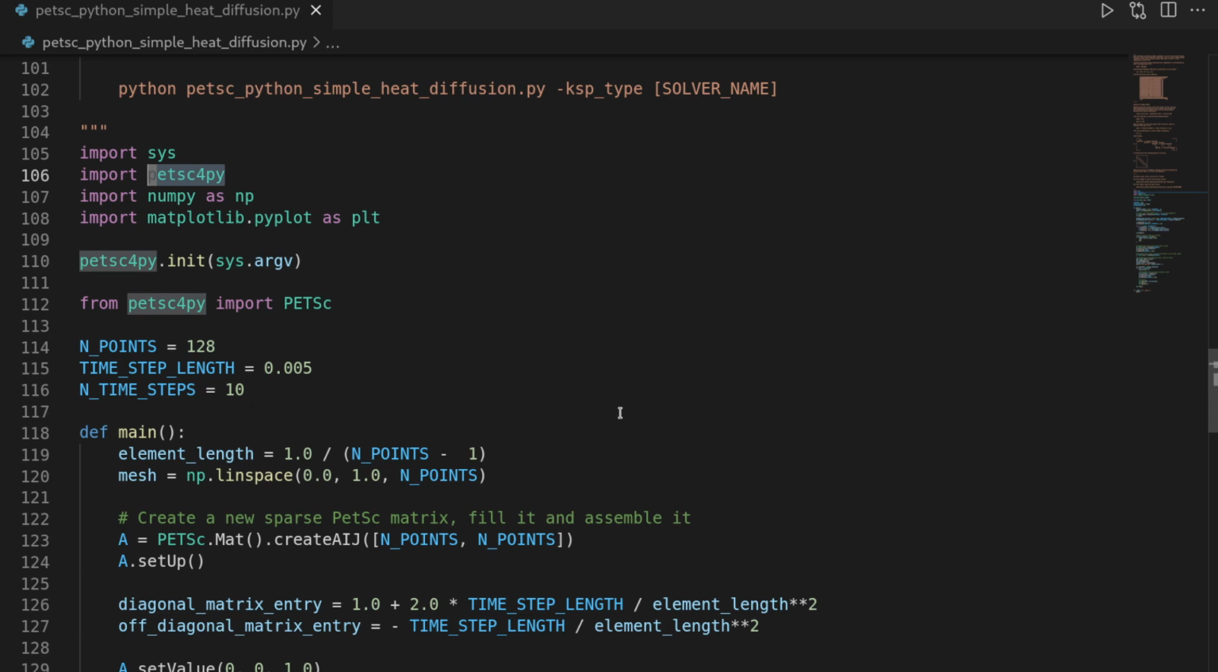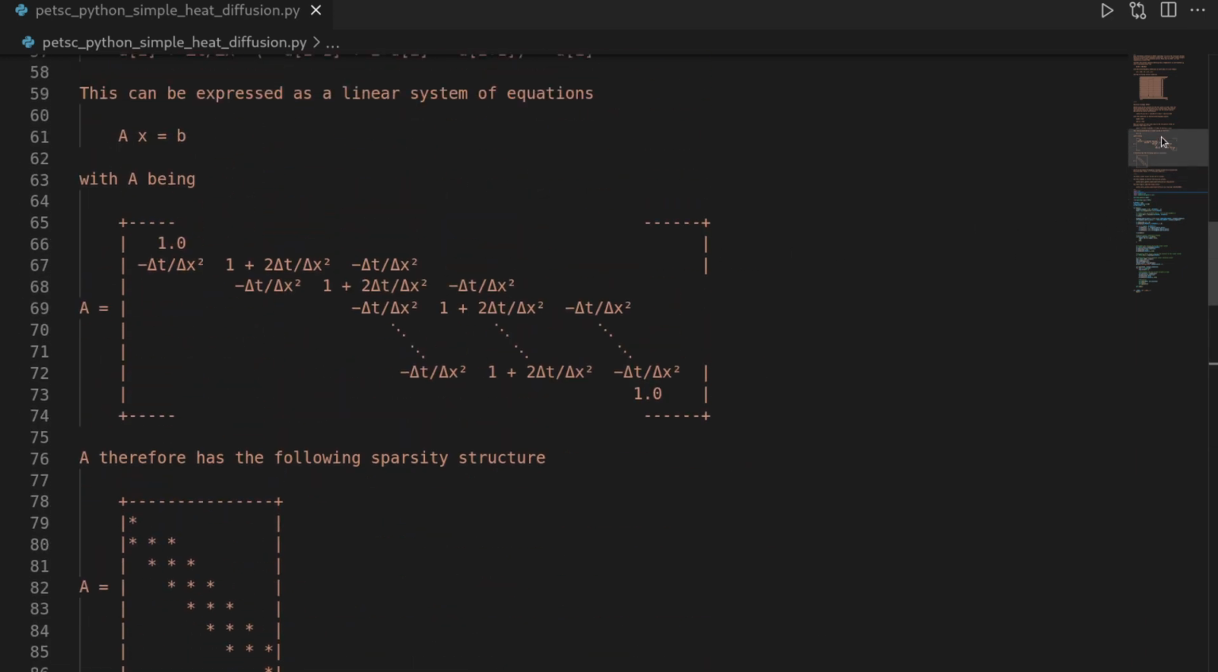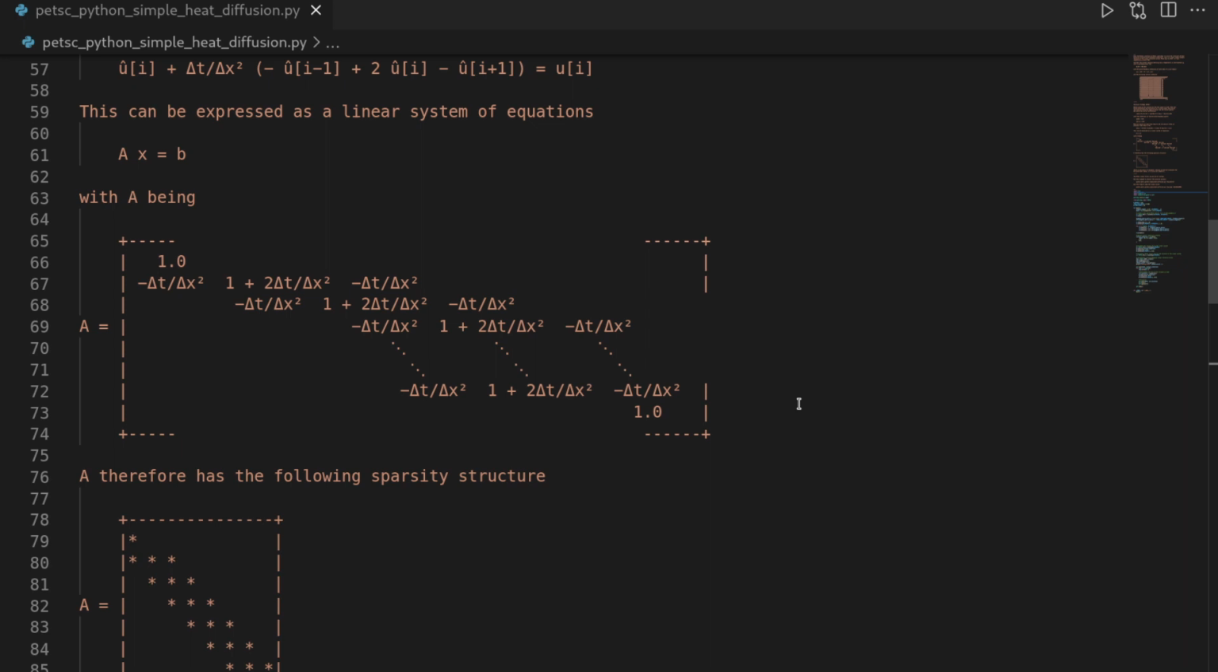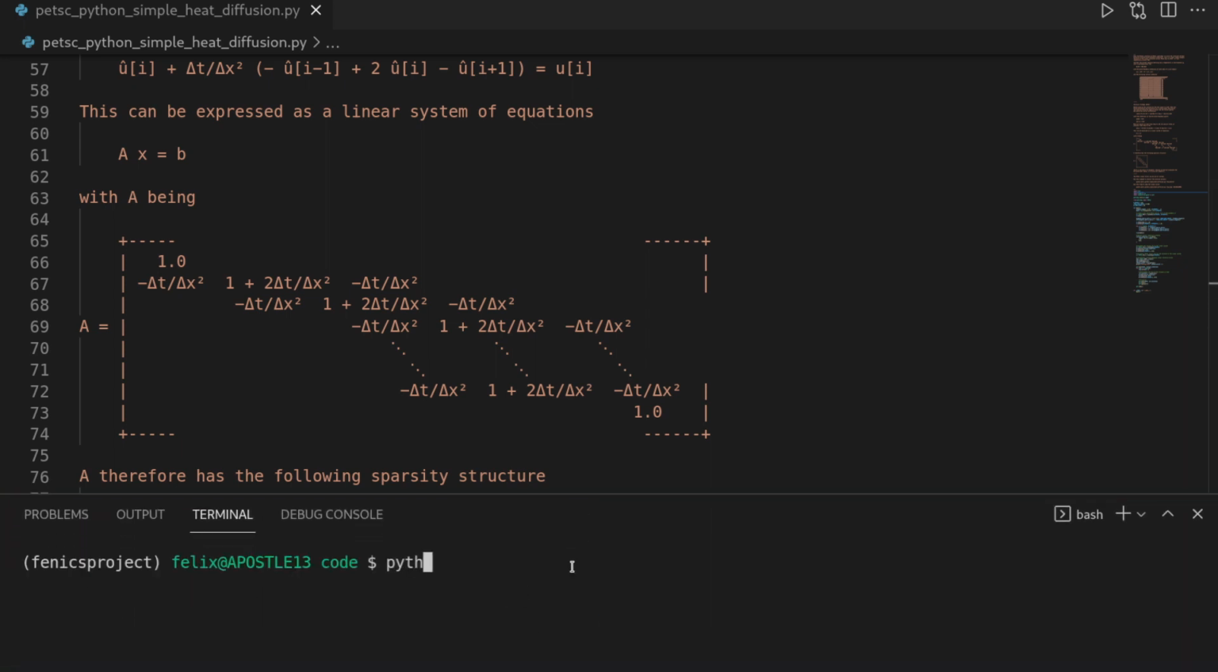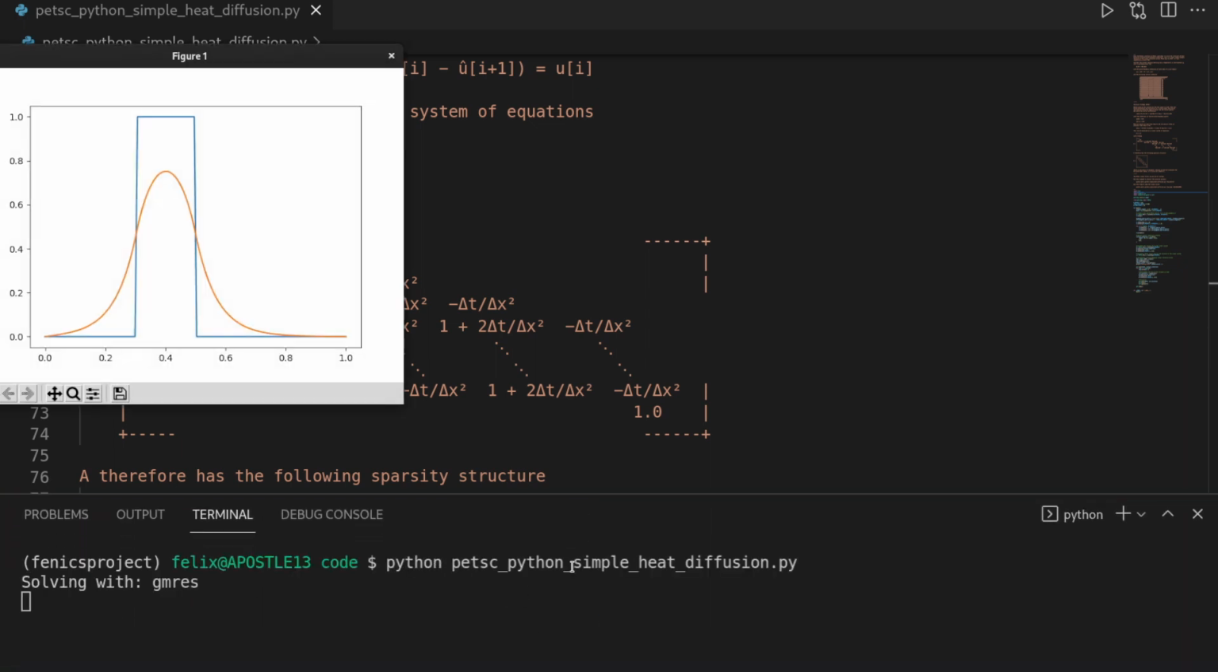In this video, you are going to learn how to use the PETSc for Python interface to solve a simple linear sparse system of equations iteratively that describes the heat equation in a one-dimensional rod. You can then run the file in order to visualize the curves of temperature on the rod over time. Let's get started.